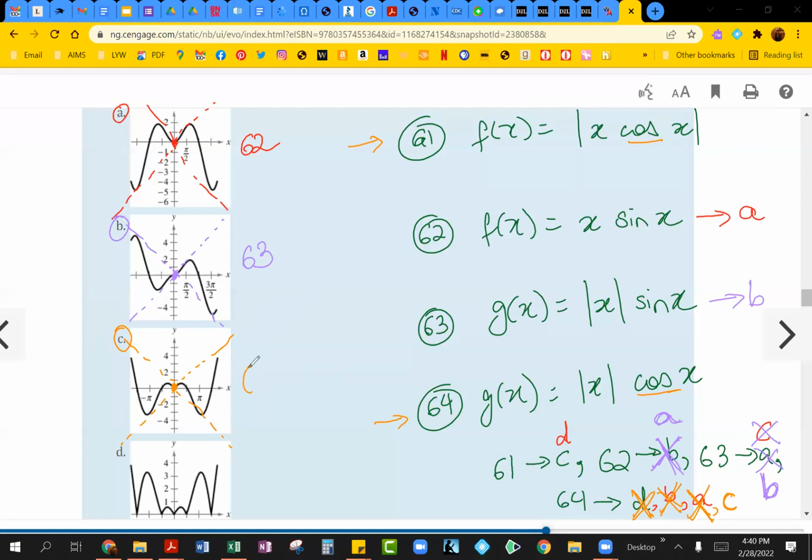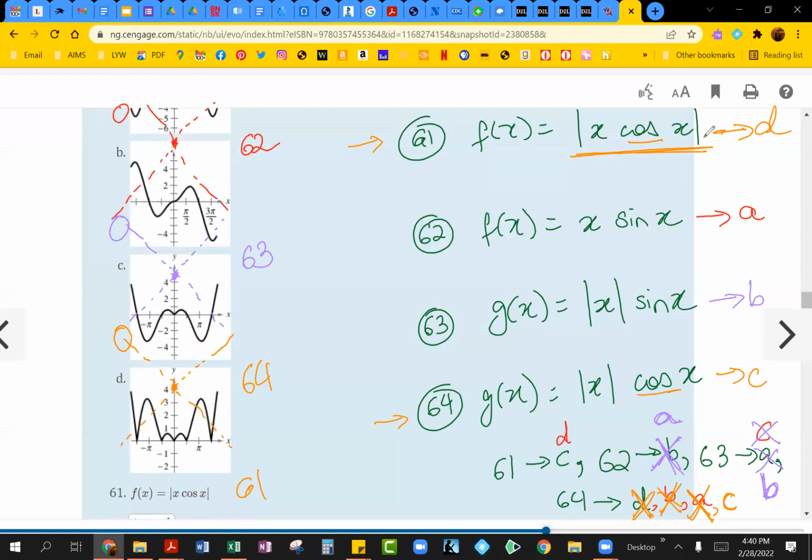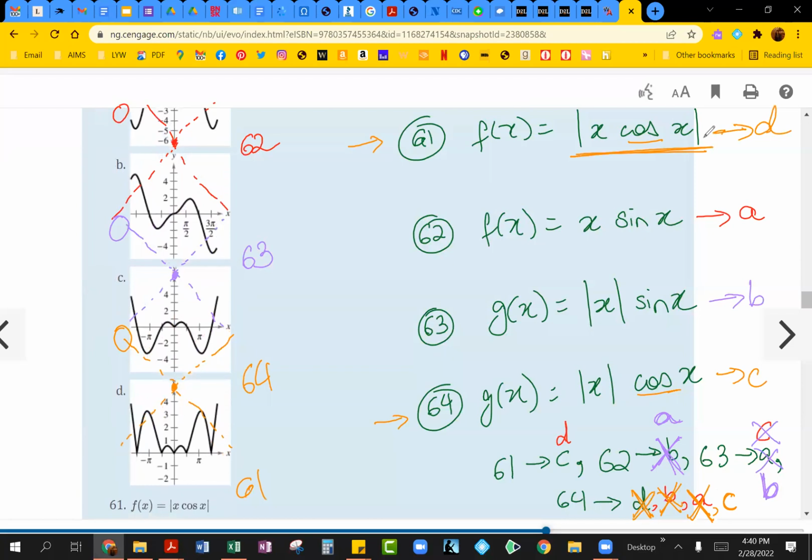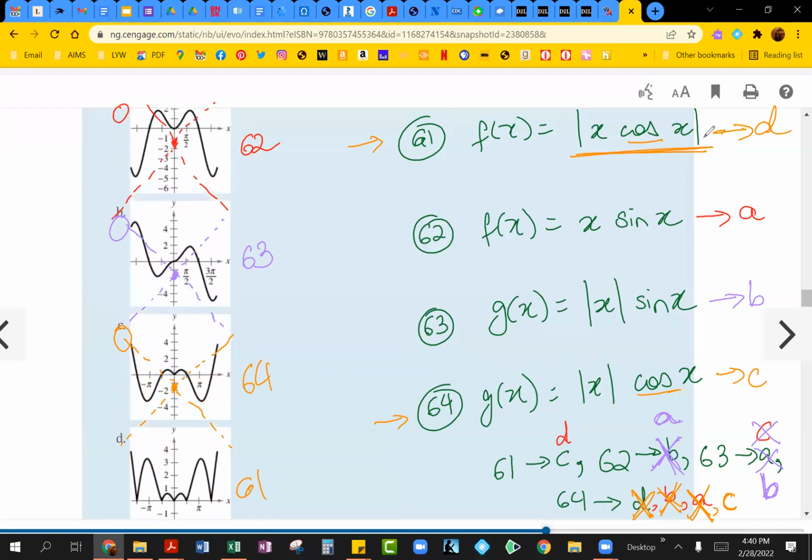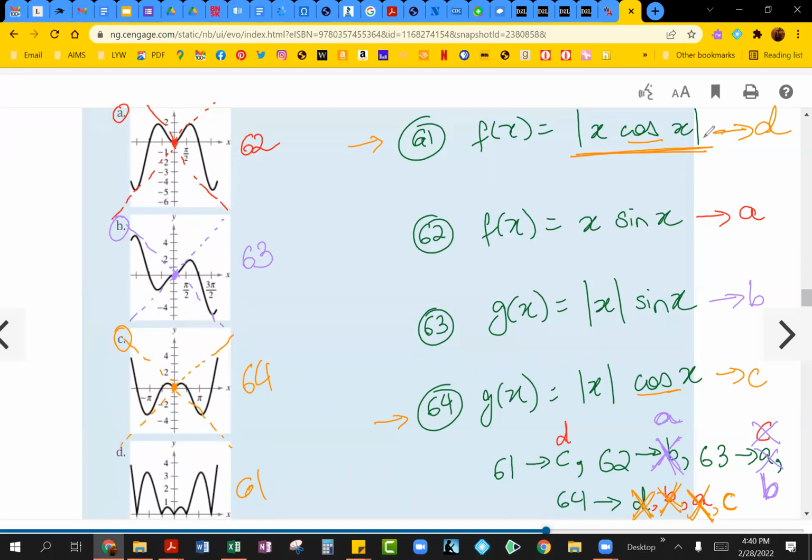So this is going to be with C, which of course, by process of elimination, only leaves you with D for 61. And this one, because the entire function is in absolute value, well, if I do that, then all of these kind of get misplaced, and that doesn't help.